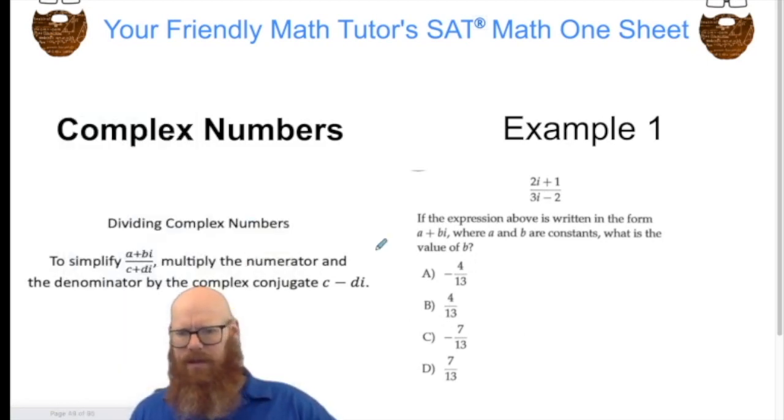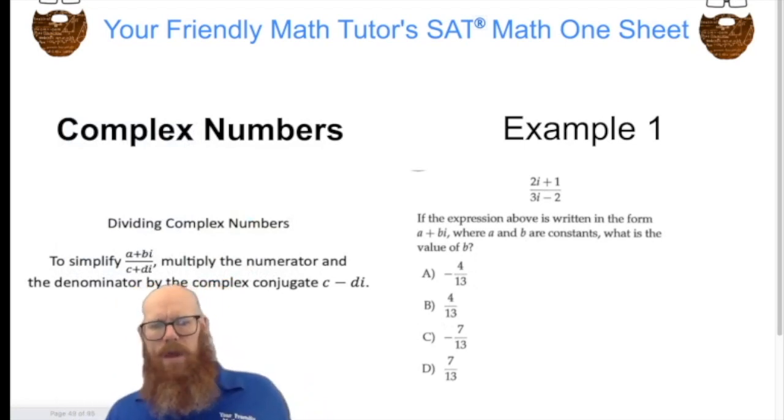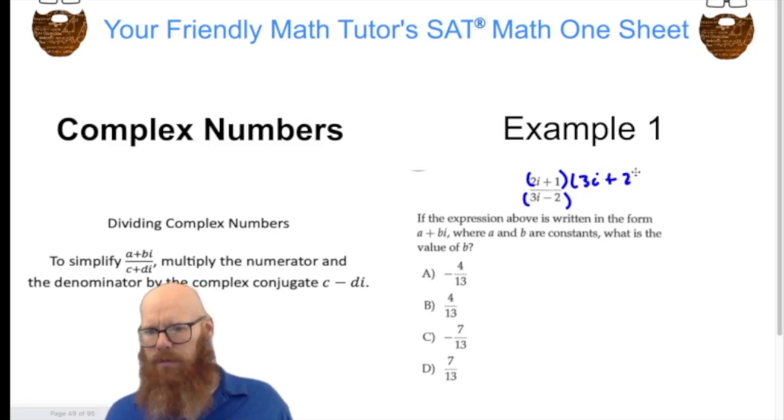So let's take a look at this. When we simplify something in this form, we are going to multiply by the conjugate of the denominator. So that means I'm going to multiply top and bottom by 3i plus 2.